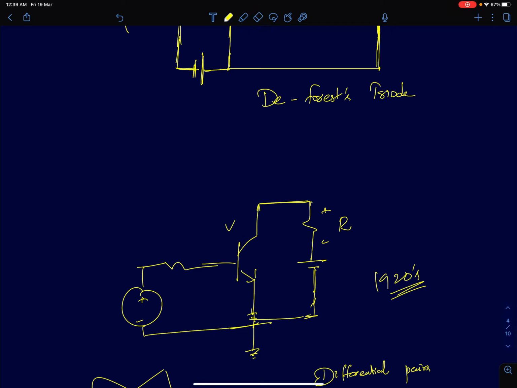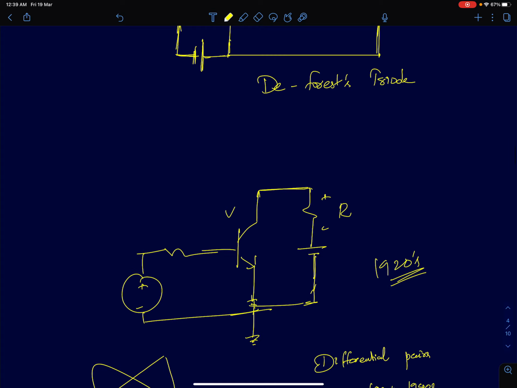Now that's where, till this point, is what we discussed from a historic point of view. And we discussed what are the different ways in which we can build amplifiers using MOS and bipolar junction transistor devices.